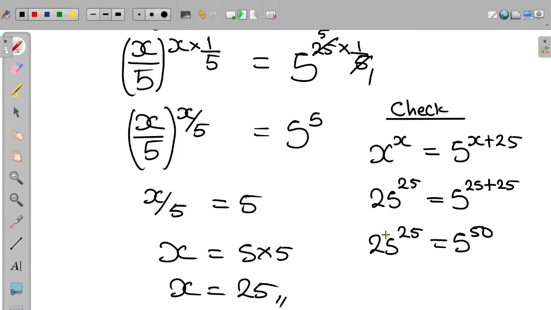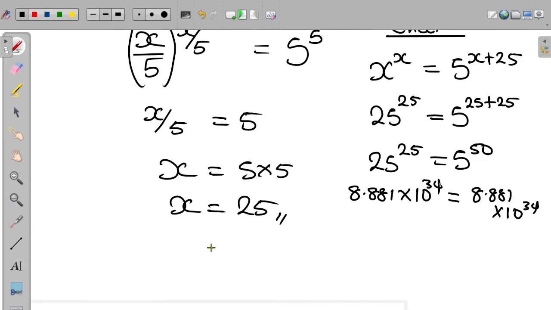So 25 to the power of 25 is giving us 8.881 times 10 raised to the power of 34 equal to, and also 5 to the power of 50 is equal to 8.881 times 10 raised to the power of 34. So we have it that x is equal to 25.